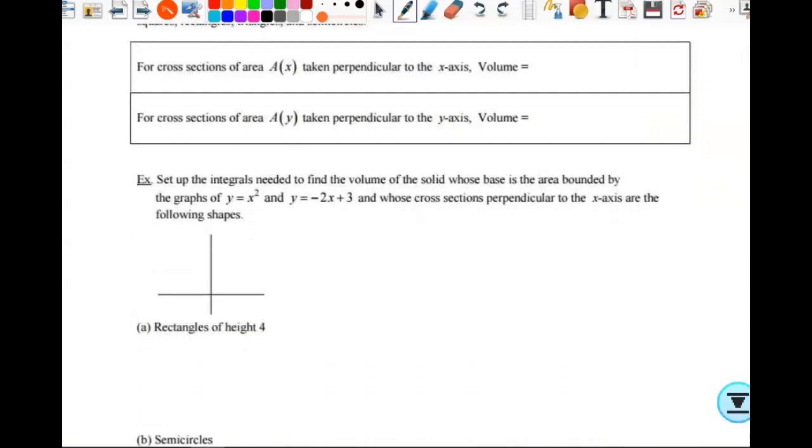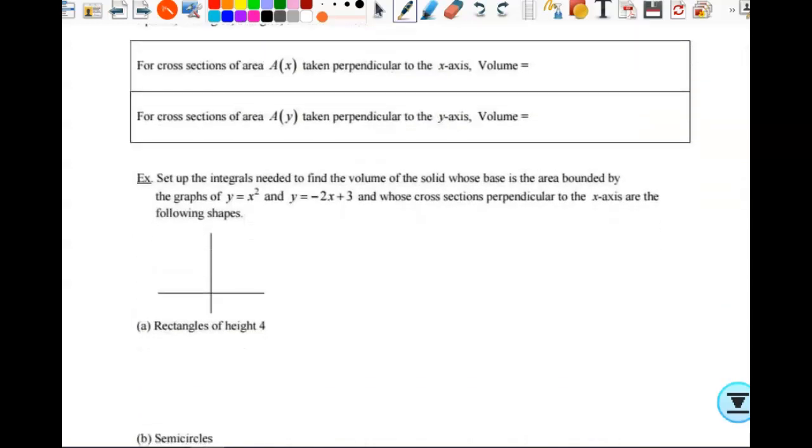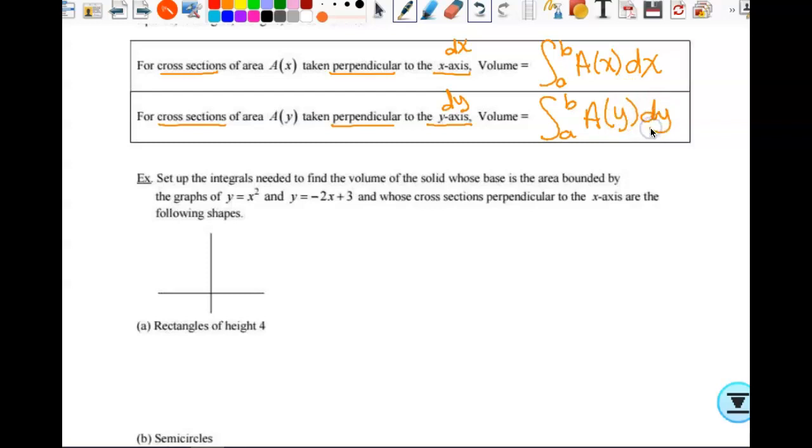Okay, so to remind ourselves, if we want to find volume, what do we do? Area, we integrate area. Okay, so I have cross sections of the area taken perpendicular to the x-axis. Remember that means that's a dx. So I'm going to integrate from A to B the area of x dx. Right? If I have cross sections taken perpendicular to the y-axis, I'm going to integrate from A to B, and that y-axis, that's a dy. So that's A of y dy. Okay. We okay with all of that?